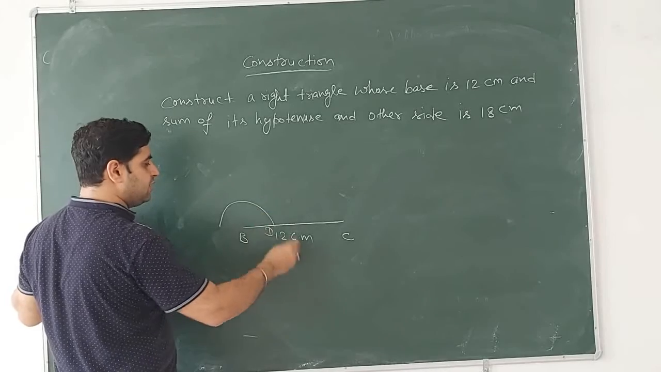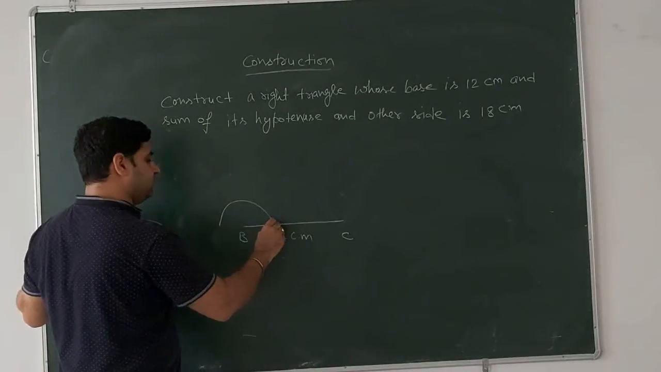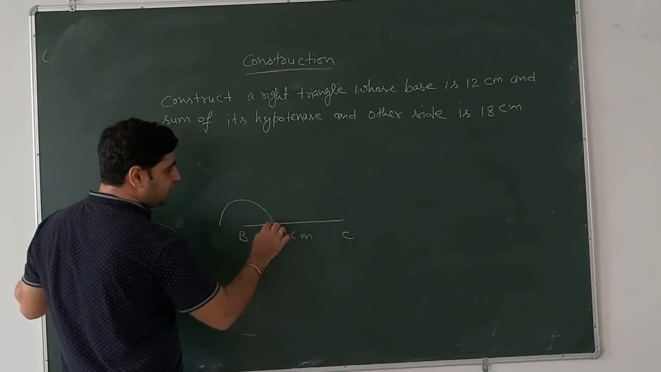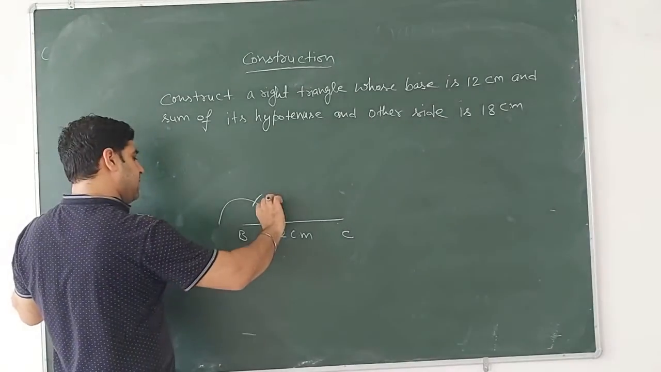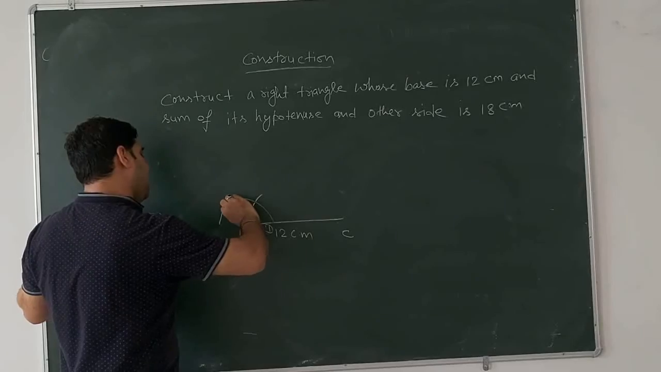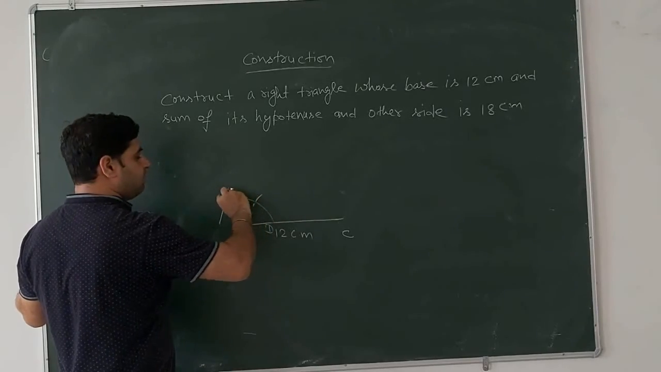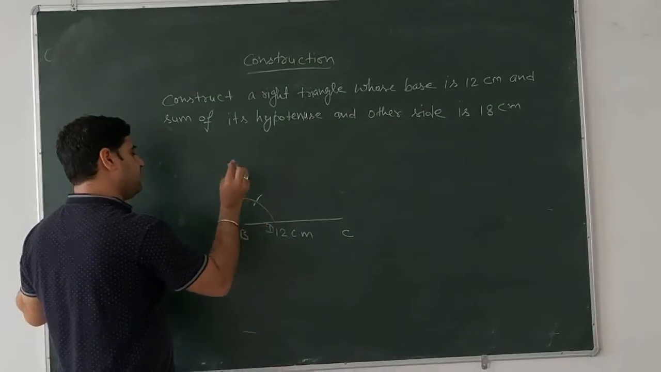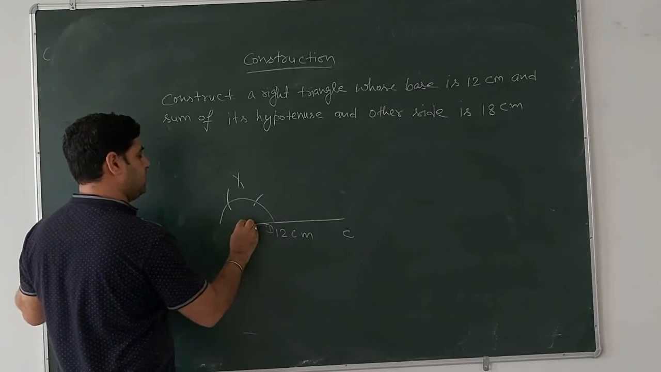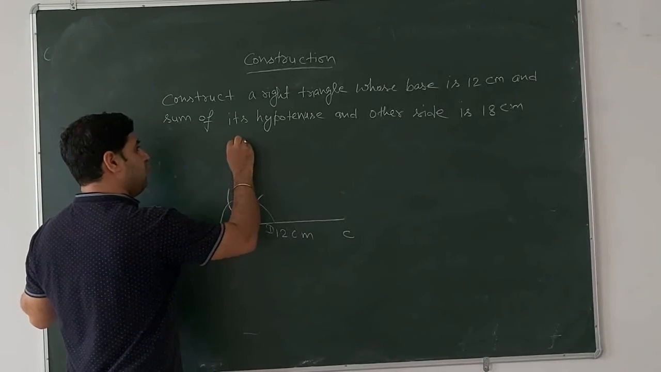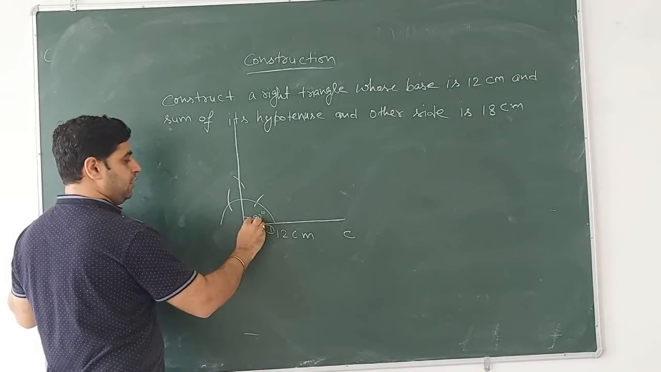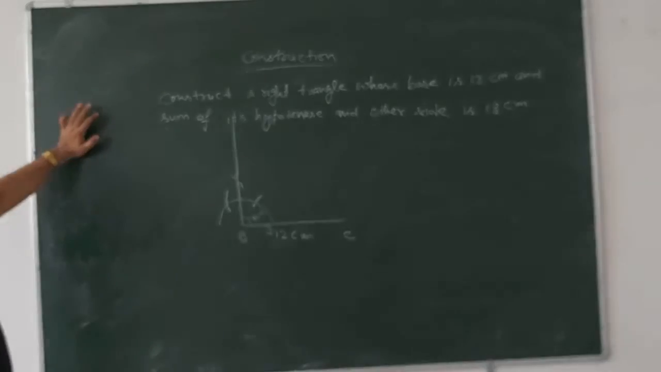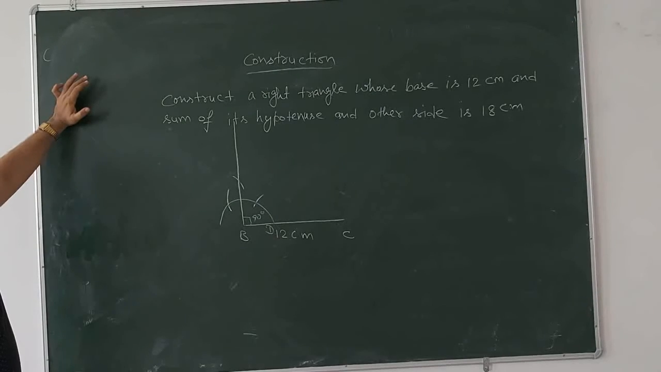B as a center, this cuts BC at the point D. From D, with the same compass opening, draw an arc from this point, from this point, then again cut. This is the angle of 90 degrees.